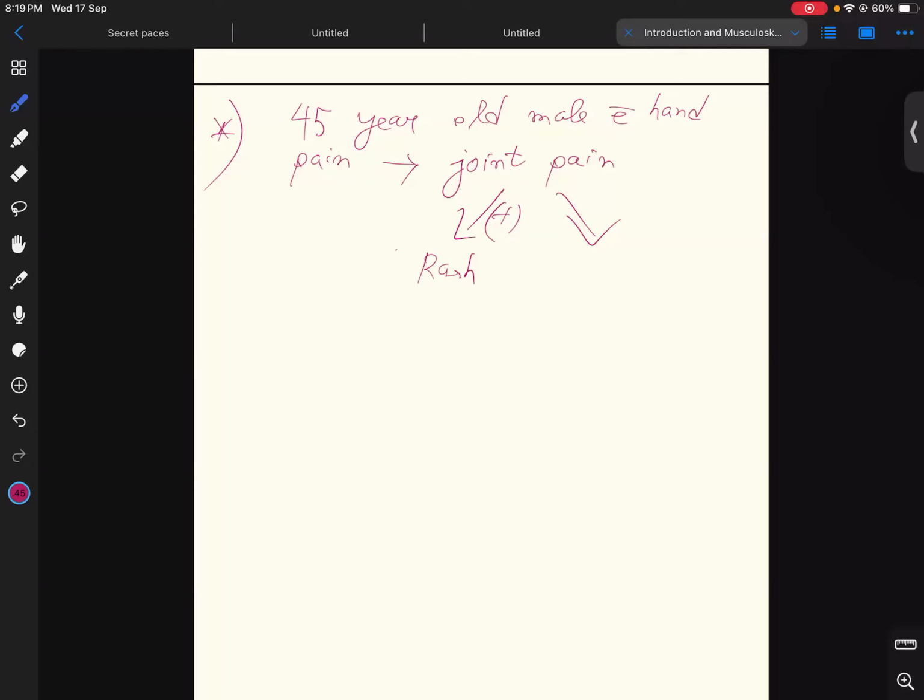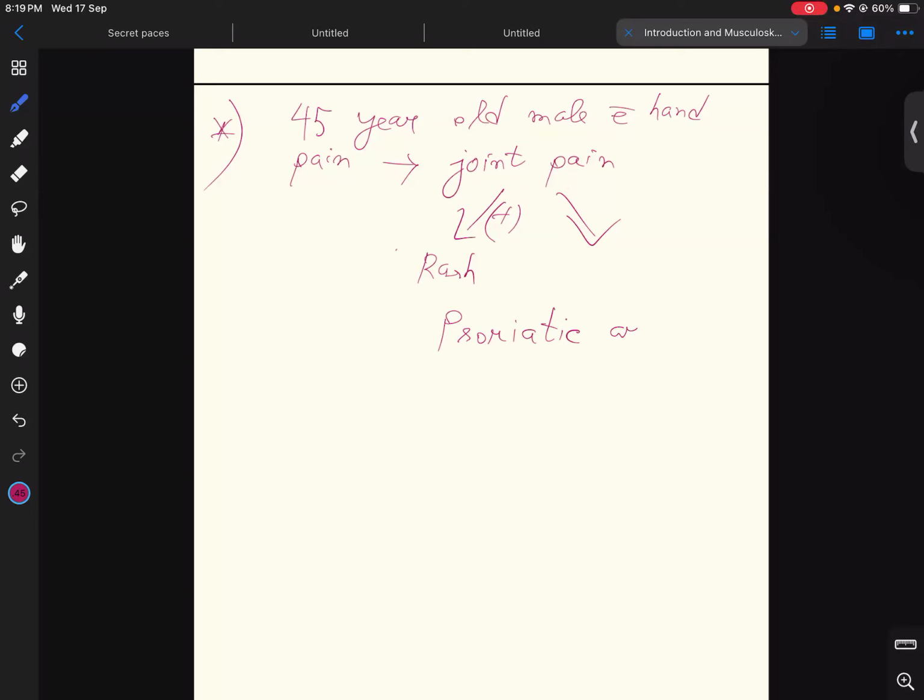Can anyone guess? Rash with morning. Systemic sclerosis. No, rash. Rash at the extensor areas. Oh, psoriatic arthritis. Yes, psoriatic arthritis. I personally faced this case.